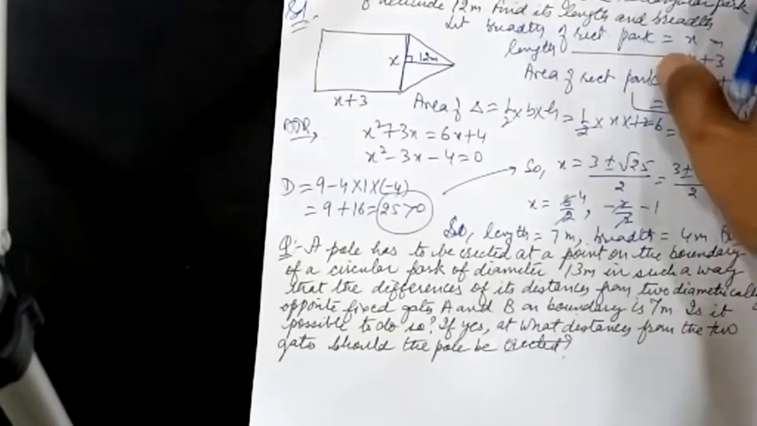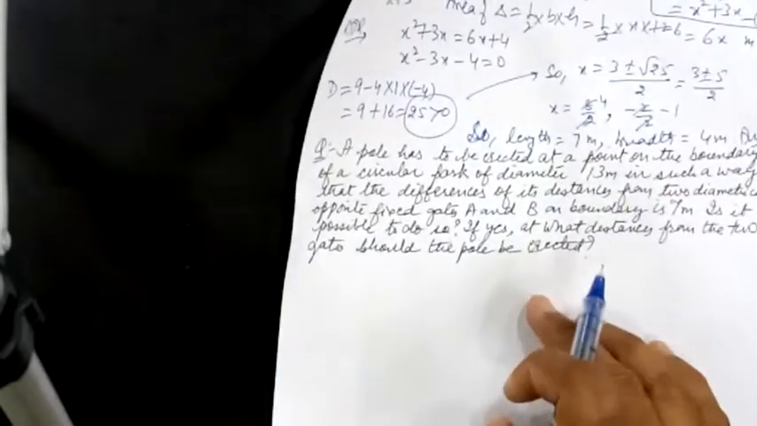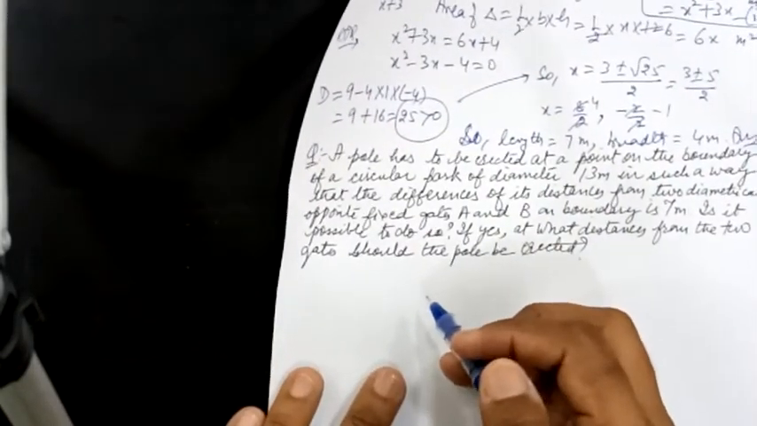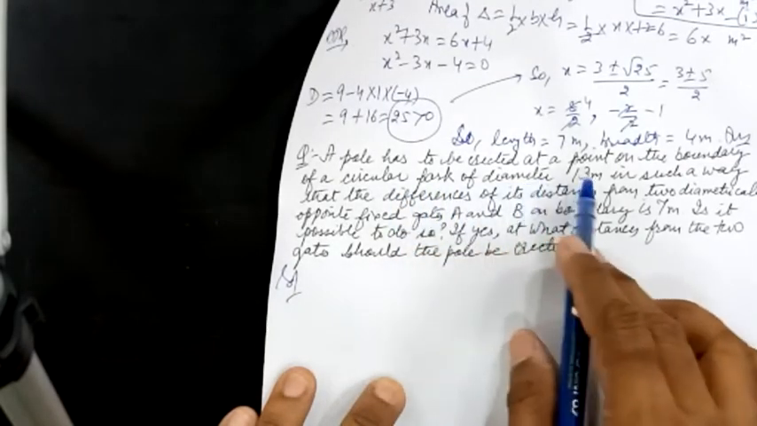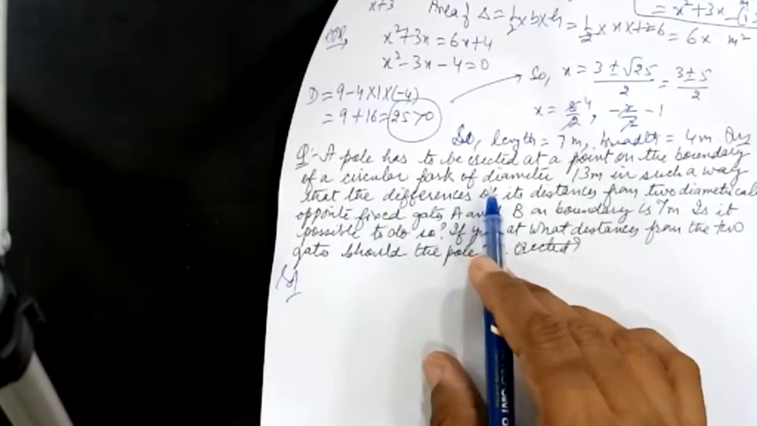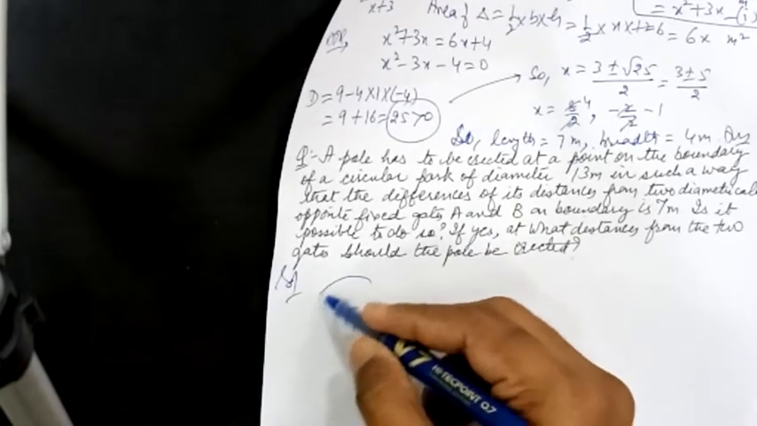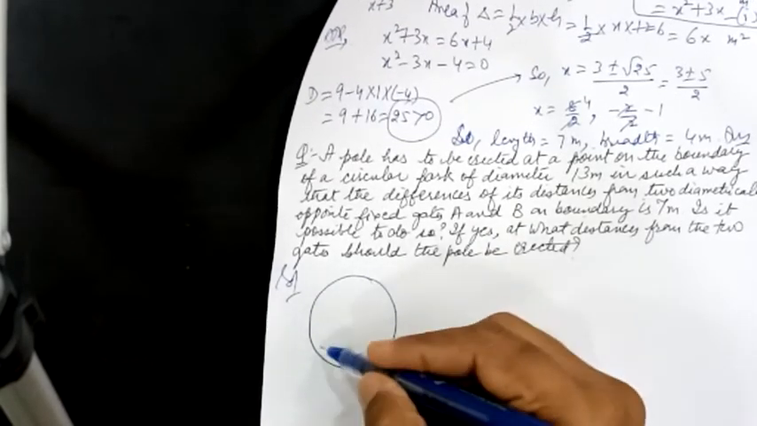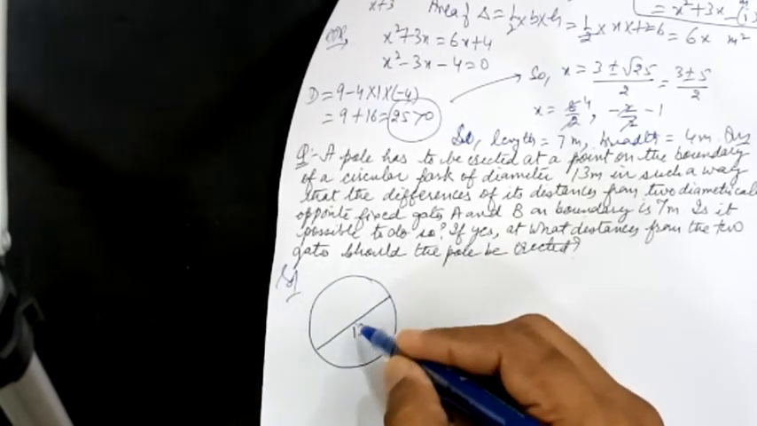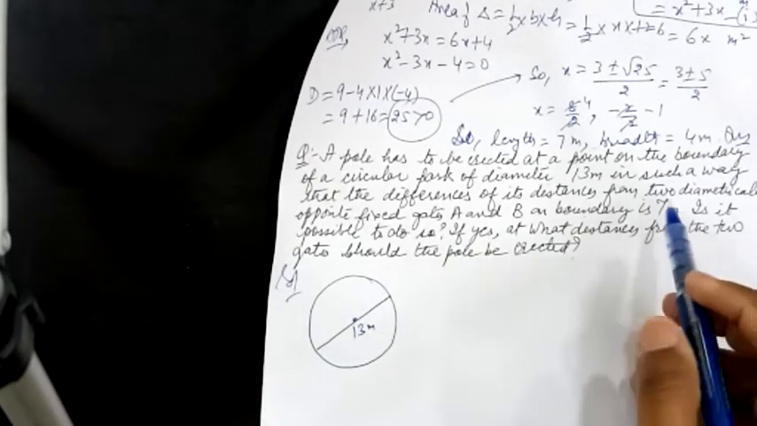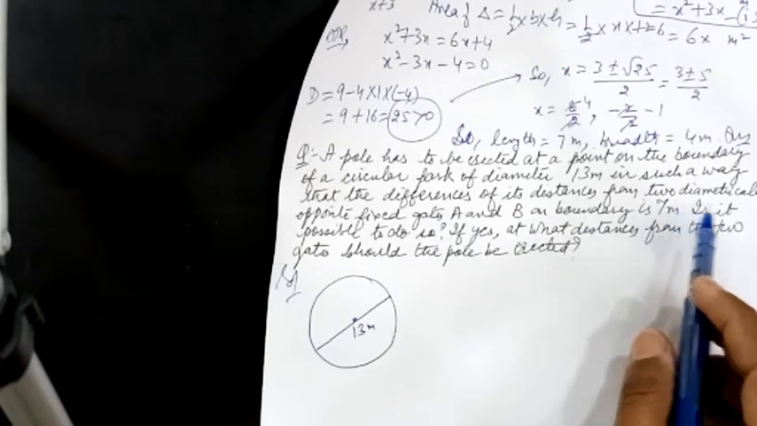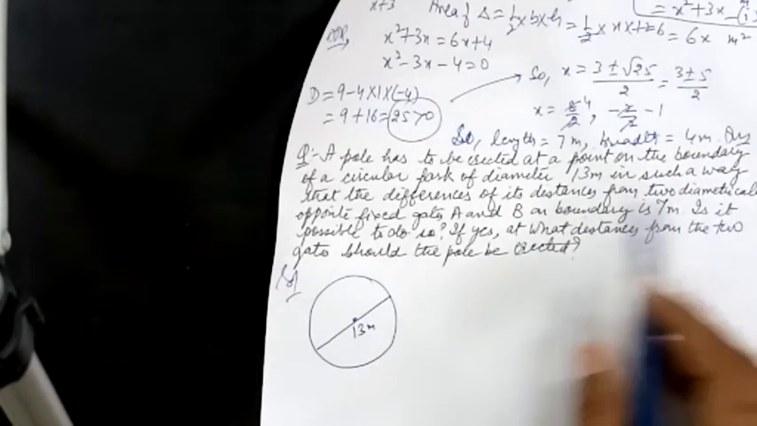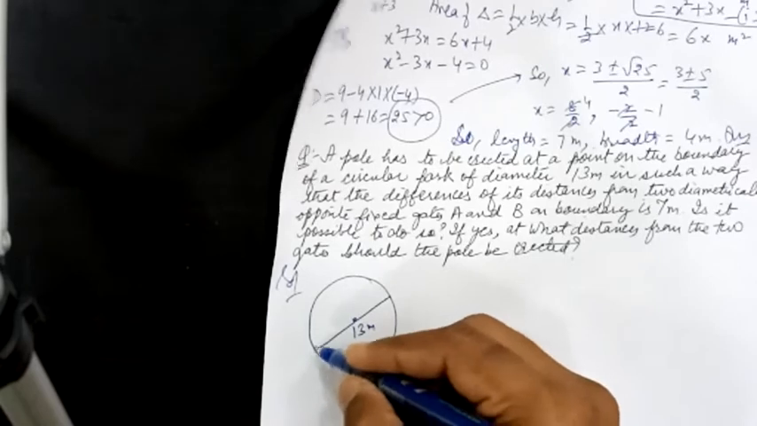Now come on to the next question. A pole has to be erected at a point on the boundary of a circular park of diameter 13 meters. So there is a circular park over here and its diameter is 13 meters, as you can see, in such a way that the difference of the distances from two diametrically opposite fixed gates. There is a fixed gate like this.